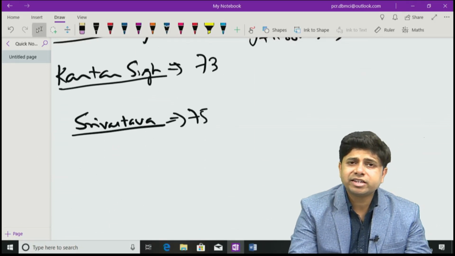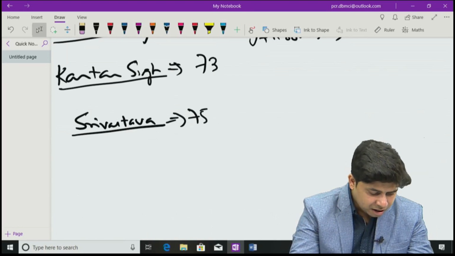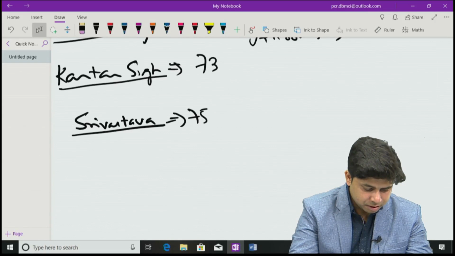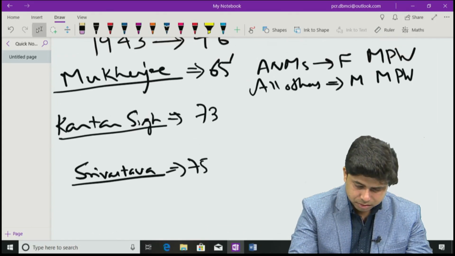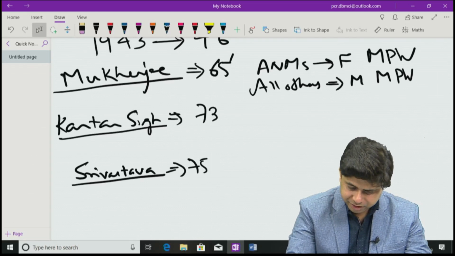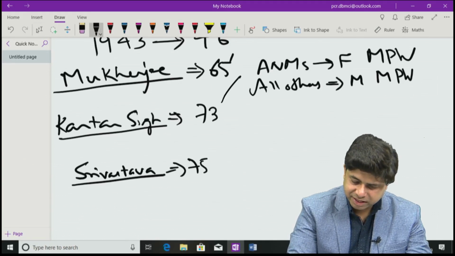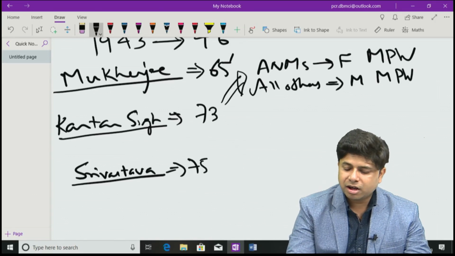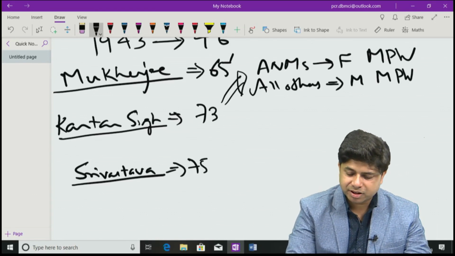Kartar Singh committee in 1973, they recommended the... I'm very sorry, we were talking about Kartar Singh committee. They replaced the A&Ms and all other male staff with male multipurpose workers in 73.